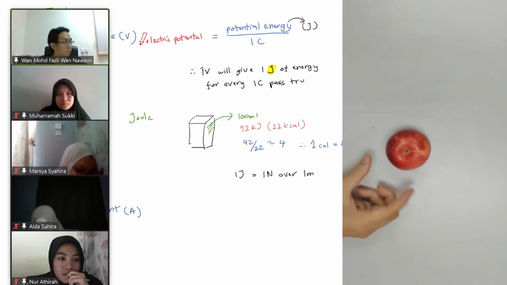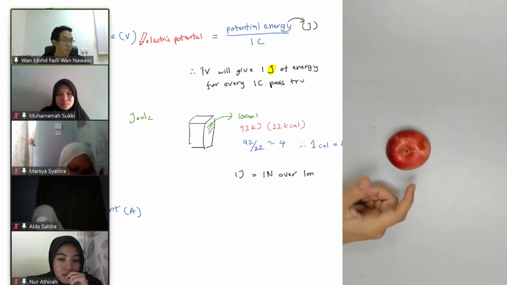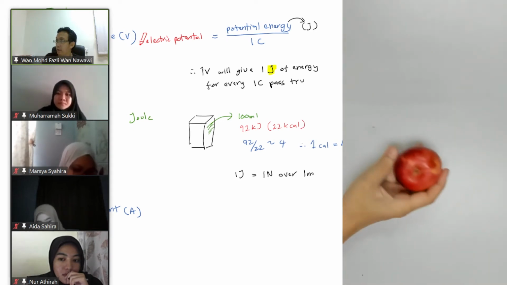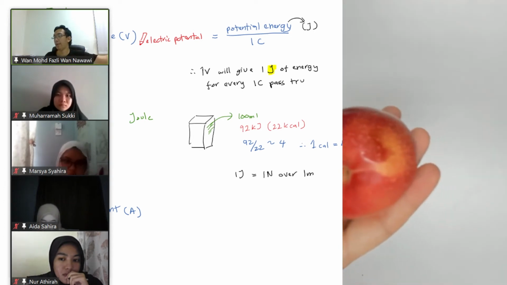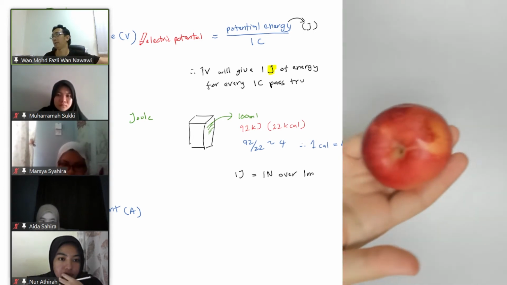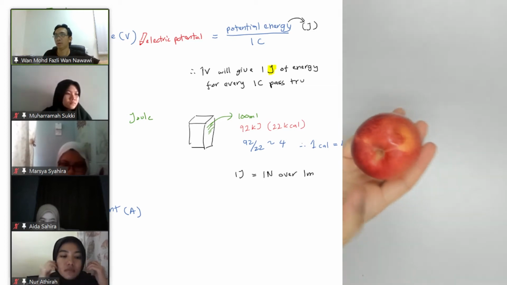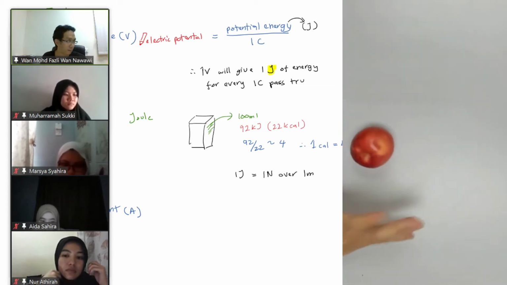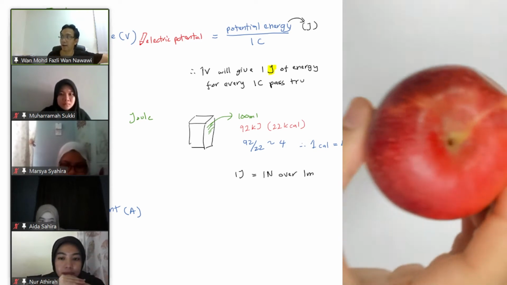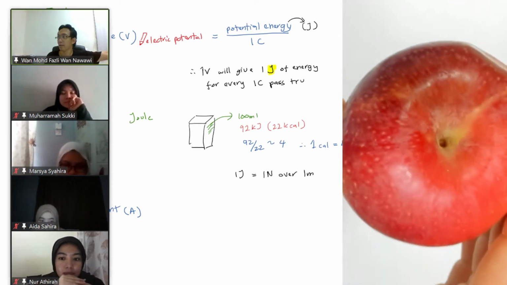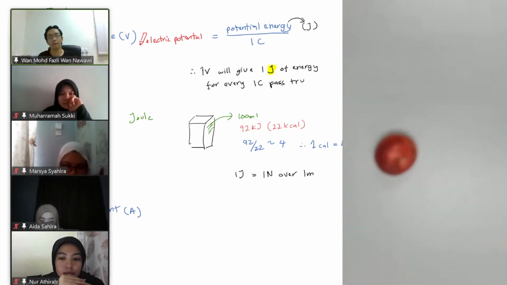So in order to raise this apple, you need a force of more than 1 Newton. If I bring this apple 1 meter up, that means I'm using 1 joule. So that's what it means by joule. The energy that you use to bring this apple from this state up 1 meter, you are using 1 joule of energy.